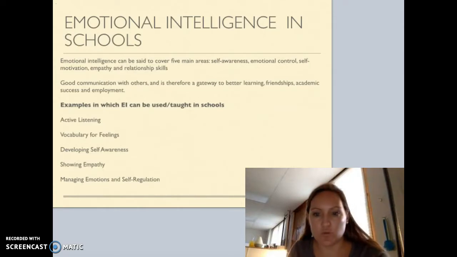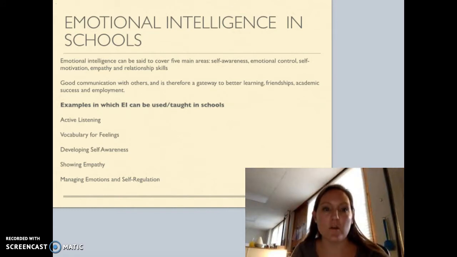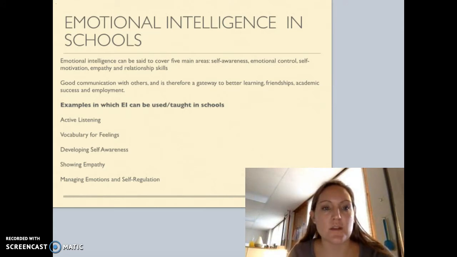What do we do in school to make emotional intelligence widely accepted, to make it part of our everyday learning environment? We need to stress 5 areas of emotional intelligence, including self-awareness, emotional control, self-motivation, empathy, and relationship skills. Good communication with others is a gateway for better learning, better friendships, better academic success, and in the future, better employment. An example in which emotional intelligence can be used and taught in schools is active listening.